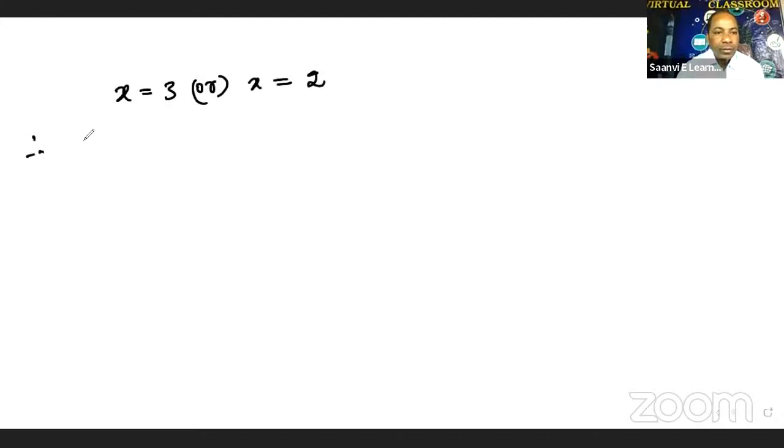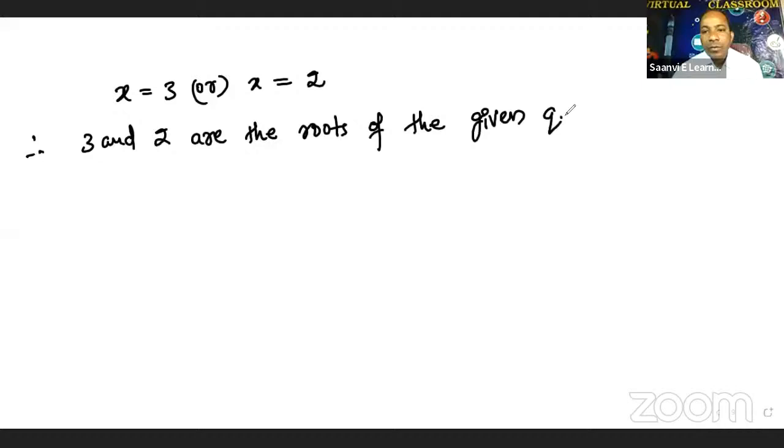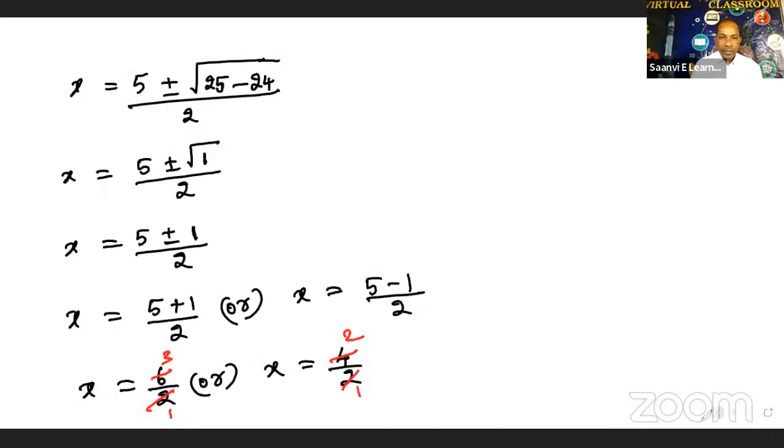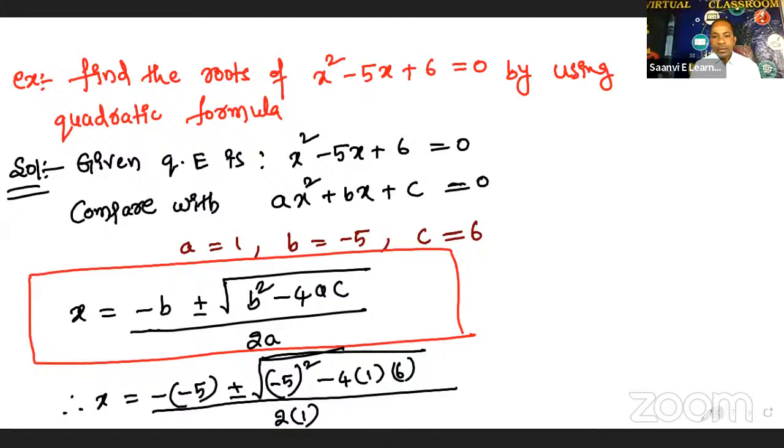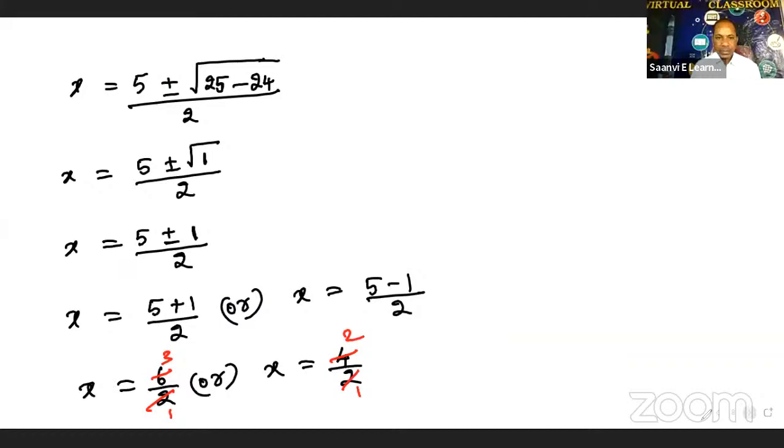Therefore 3 and 2 are the roots of the given quadratic equation. Okay, children, this is the way of finding roots by using the quadratic formula. Up to now, we have discussed finding roots by factorization, but this is the way of finding roots by using the quadratic formula.